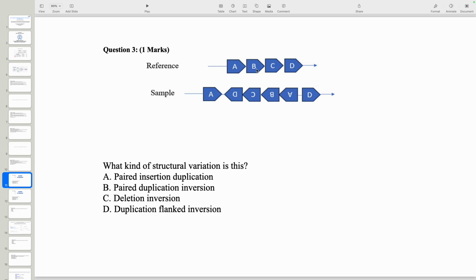You can see this region ABC has been inverted, or an inversion has happened. So inversion of ABCD, you can see the entire segment has been inverted, and there is also a duplication of A and D, which is in the same orientation as the original. So a paired duplication and inversion has happened in this SV. So the correct option for this question would be B.